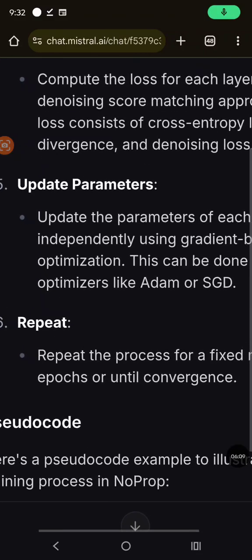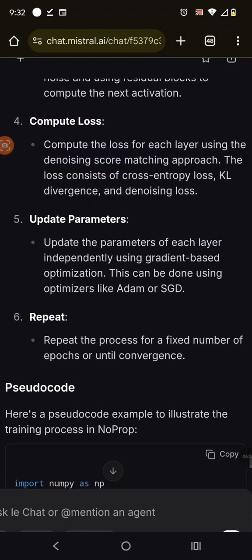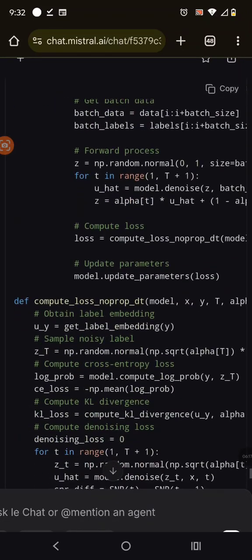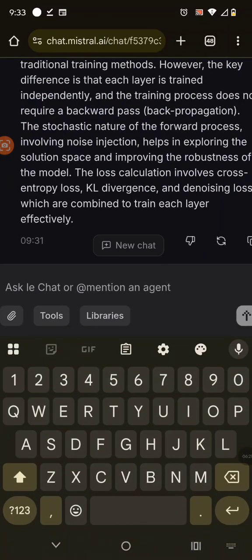The updating of the parameters for each layer is done independently using gradient-based optimization like Adam or SGD. The key difference is that each layer is trained independently, and the training process does not require a backward pass.